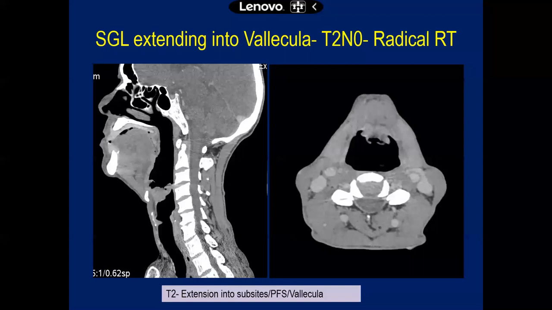Up to the lingual surface of the epiglottis, it is T2. But if we have a tumor in the epiglottis which is going into the vallecula, then it becomes T2. This is a T2 disease. Pre-epiglottic space is intact. Generally, this patient will go for radiotherapy.